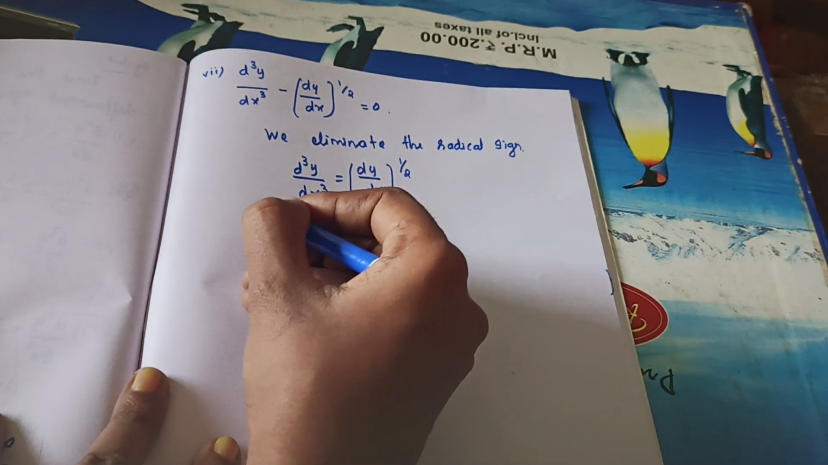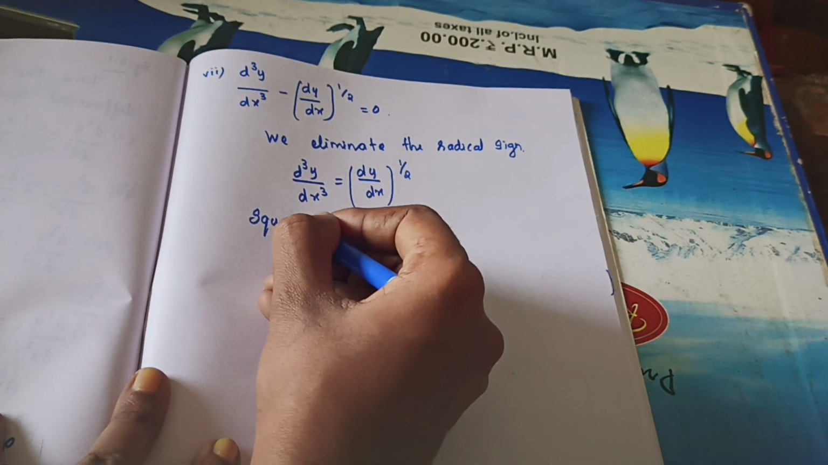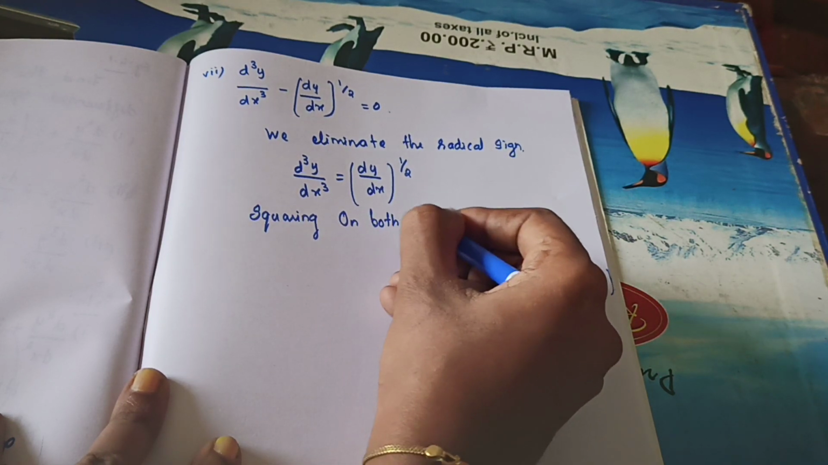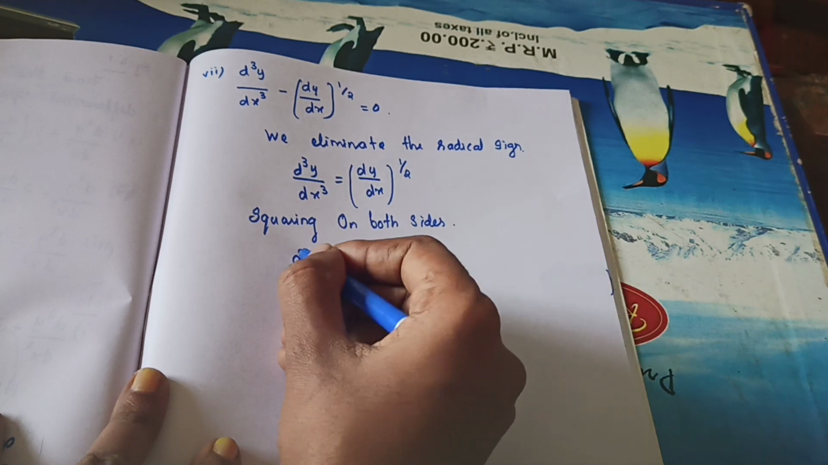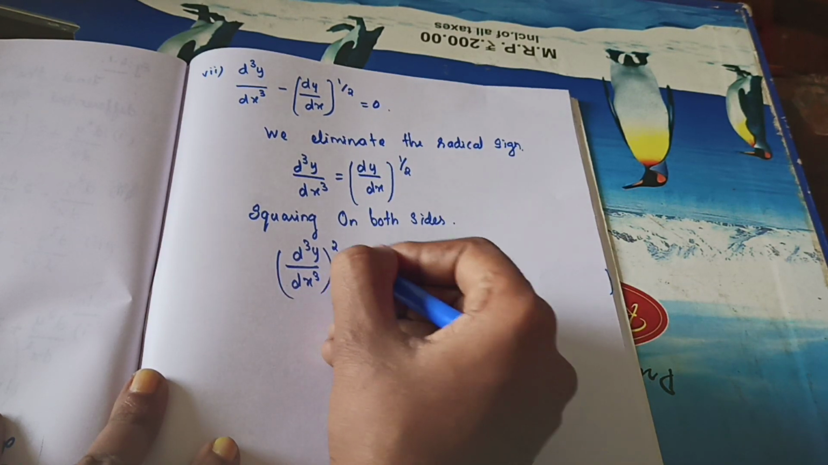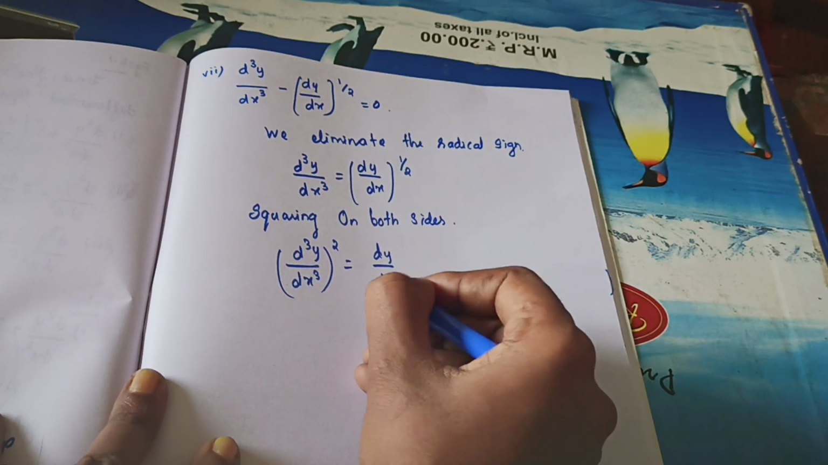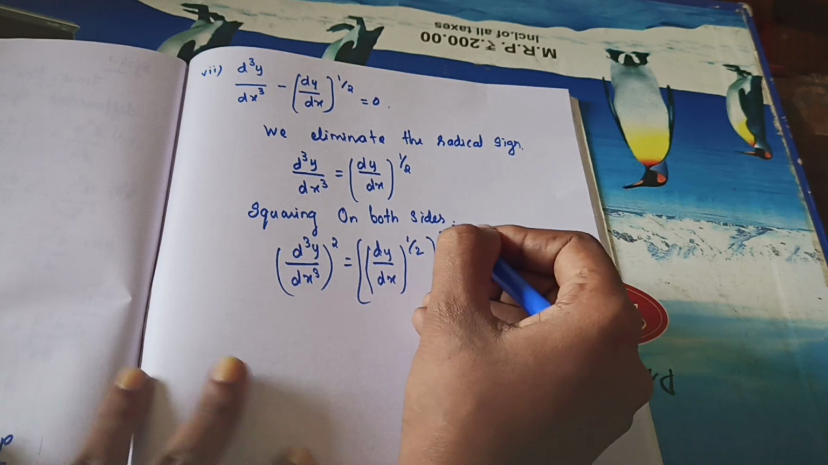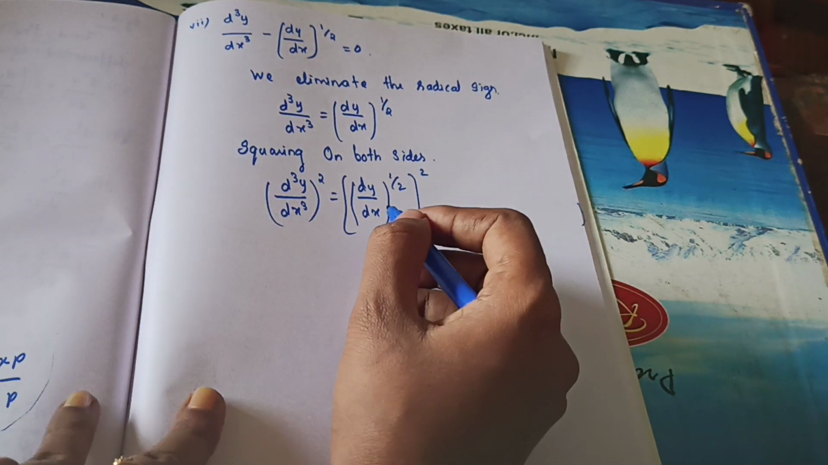Next, what will you do? You can square on both sides to eliminate the radical sign. So squaring on both sides. Now square on both sides, what will happen? d cube y by dx cube the whole square is equal to dy by dx the whole power 1 by 2 the whole square. So what will happen? This 2 and 2 will get cancelled, correct?